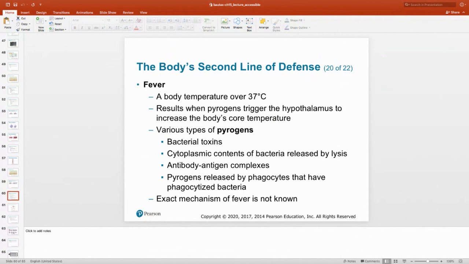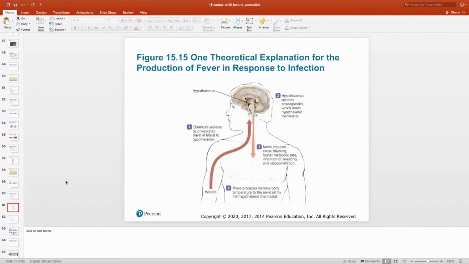And there are several different kinds. There can be bacterial toxins. They can be the cytoplasmic contents released by lysis, antibody-antigen complexes, and sometimes they're released by the phagocytes that have phagocytized bacteria. The exact mechanism isn't known, however.